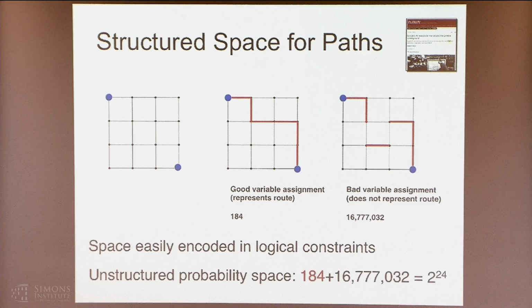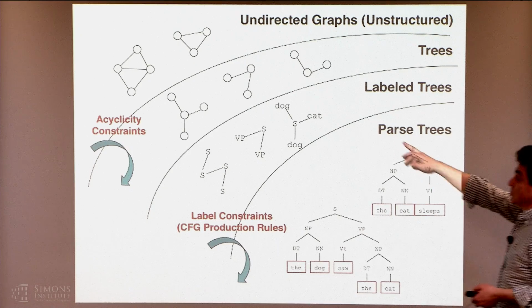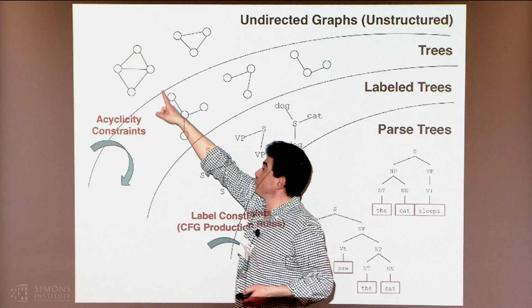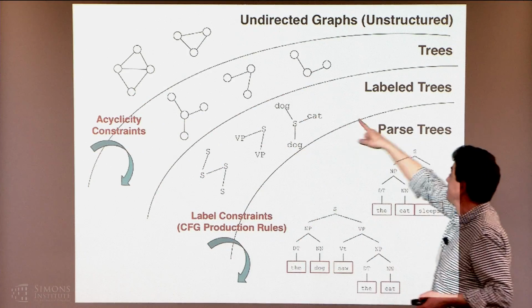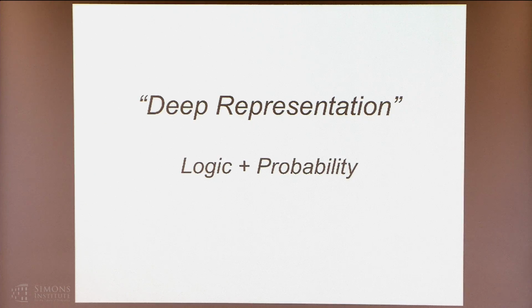You can do this, but this is very preliminary. You can do this to define structured spaces that correspond to parse trees in language. It's pretty easy to induce the space of graphs, just one variable for every edge. You add acyclicity constraints, you get trees. You can basically go all the way to having distributions over parse trees. This is very preliminary, but again, this will allow you to learn distributions in a systematic way over parse trees.